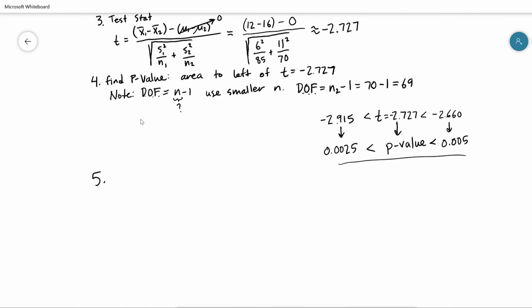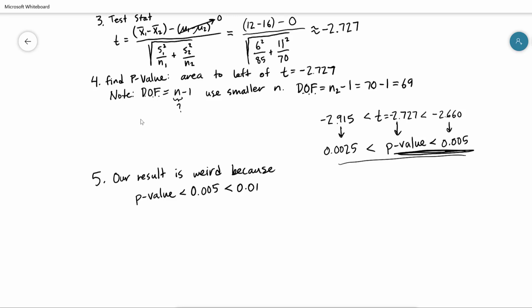We need to decide if our result is weird. So our result is weird. And it's weird because our p-value, which I don't know exactly, I know it's less than 0.005 according to this relationship right here. It's less than 0.005, which is definitely less than 0.01. Notice that there's one less 0 in this term, which was our cutoff for what we would consider weird. So our result is weird. That means we are going to reject the null hypothesis.